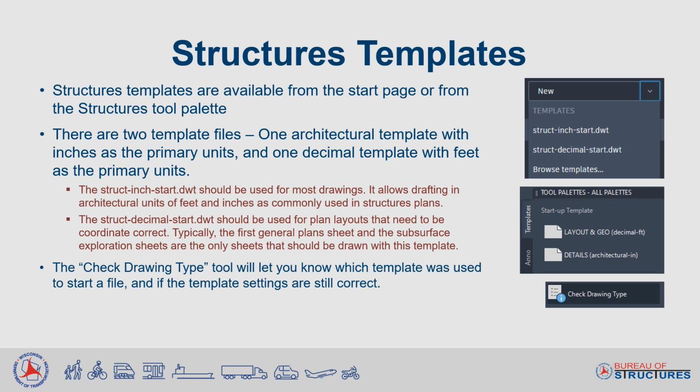The second template is named struct-decimal-start.dwt. This template should be used for layout plan drawings that need to be coordinate correct. It uses decimal units in feet, and inches must be entered as a decimal of a foot. Use the Check Drawing Type button to check which template a drawing is using. This button will also check if important settings have been changed in the file that may impact the Structures tools and styles.